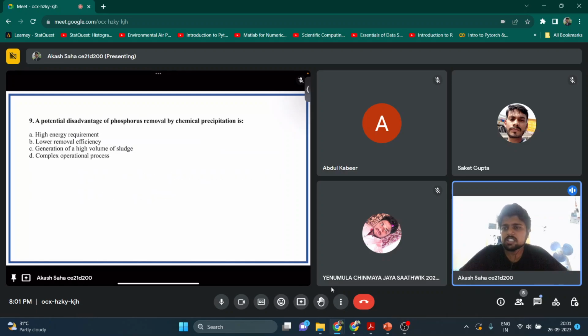Okay. A potential disadvantage of phosphorus removal by chemical precipitation is: we have seen that phosphorus can be easily removed by a chemical precipitation method. So what is the disadvantage of it? Does it require high energy, lower removal efficiency, generation of a high volume of sludge, or a complex operational process? So what is the disadvantage of chemical precipitation?